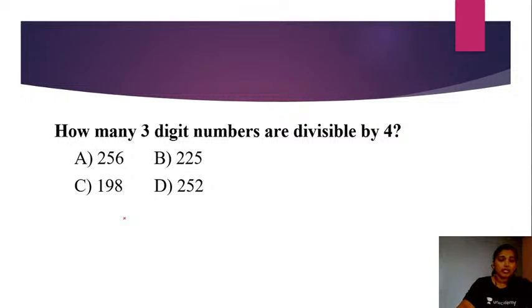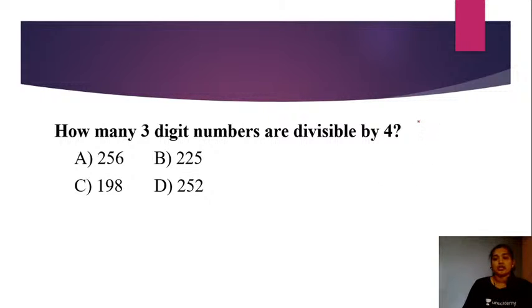Here we have the next question. How many 3-digit numbers are divisible by number 4? First of all, you're asked for 3-digit numbers which are divisible by number 4. Now when can I say a number is divisible by number 4? When the last 2 digits of a number are divisible by number 4, we can say the number is divisible by 4 in that case.